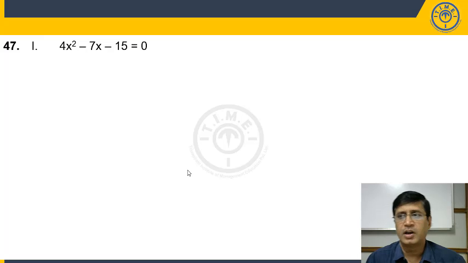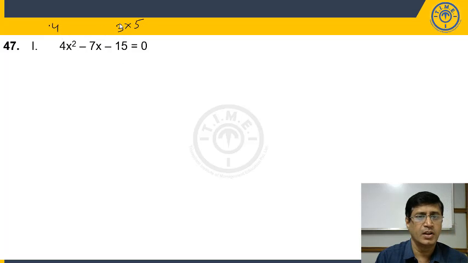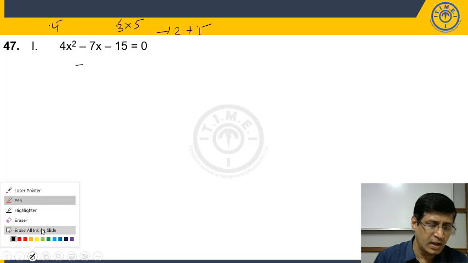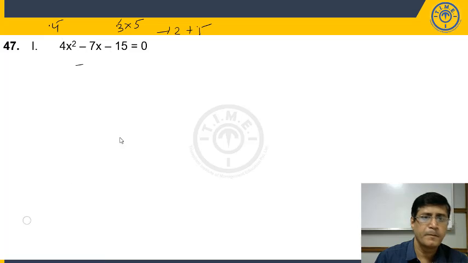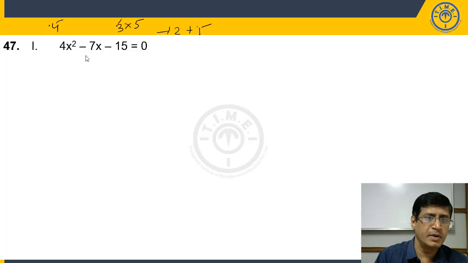Look at the next example on your screen. 4x square minus 7x minus 15 is equal to 0. So what are the roots? 4 into 15 is equal to 60. Here I am expressing this as 4, and 3 and 5 as 15. 3 into 4 is 12. Minus 12 and plus 5 will give the middle term as 7x.